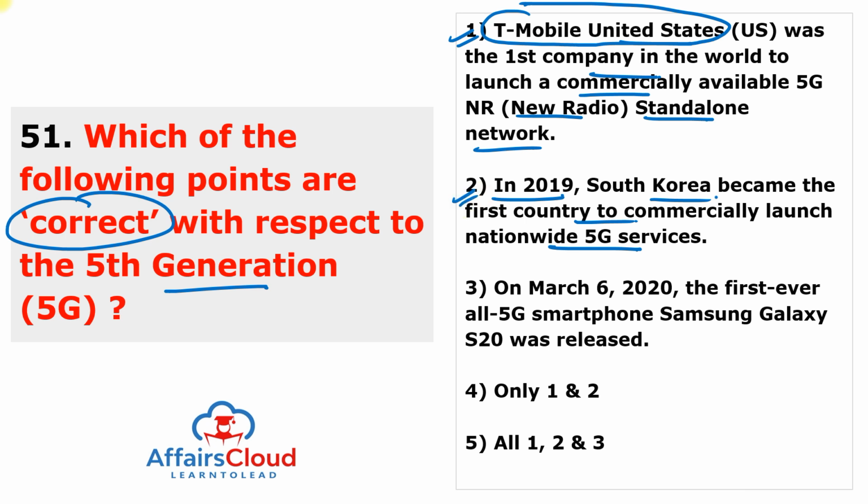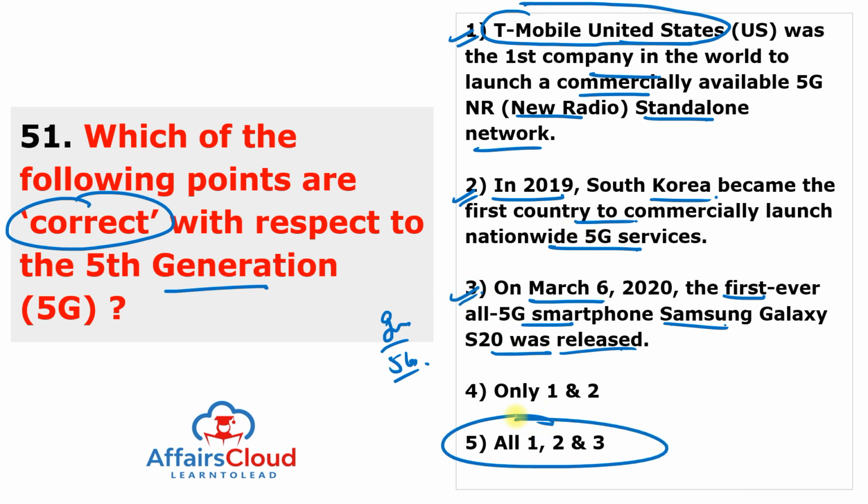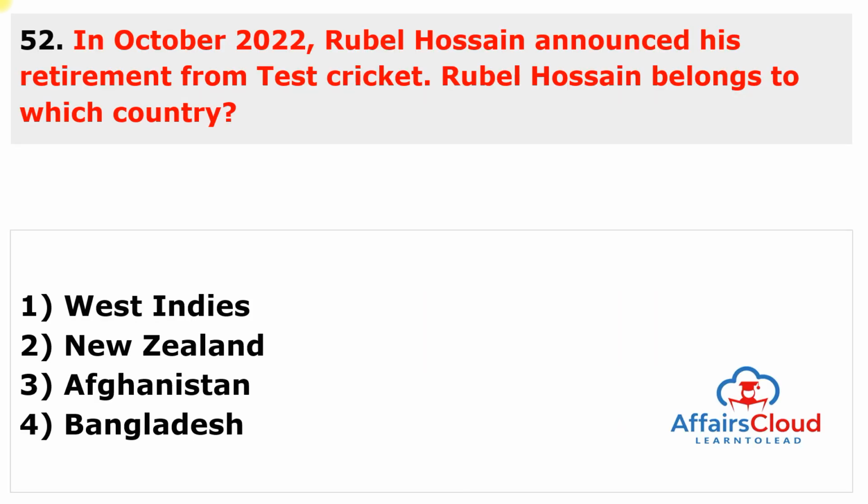This was in 2019. In 2022, India also launched 5G services in some areas. On March 6 of 2020, the first ever all 5G smartphone, Samsung Galaxy S20, was released. And this statement is also true. So answer of this question is all 1, 2, 3. Static question, remember the question as same as in slide.